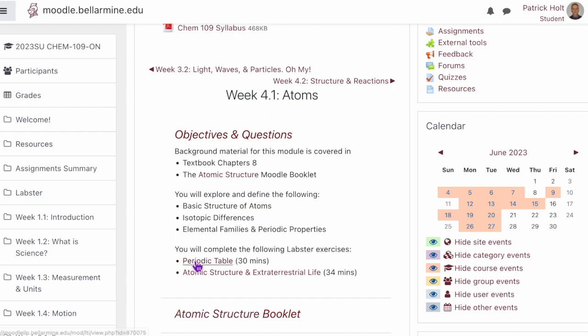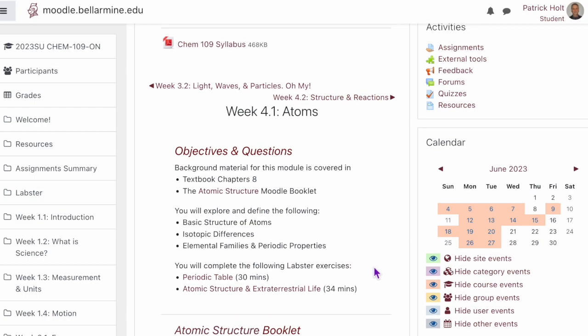You'll notice, of course, that there are two Labster exercises, one on the periodic table and one which deals with atomic structure and the possibility of extraterrestrial life. Hopefully you'll enjoy that. That's fun.